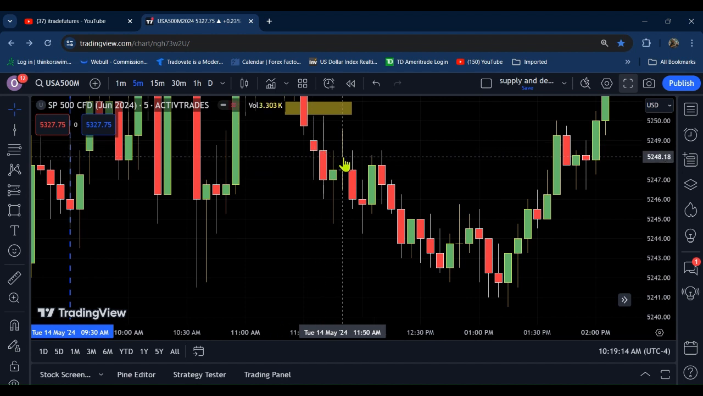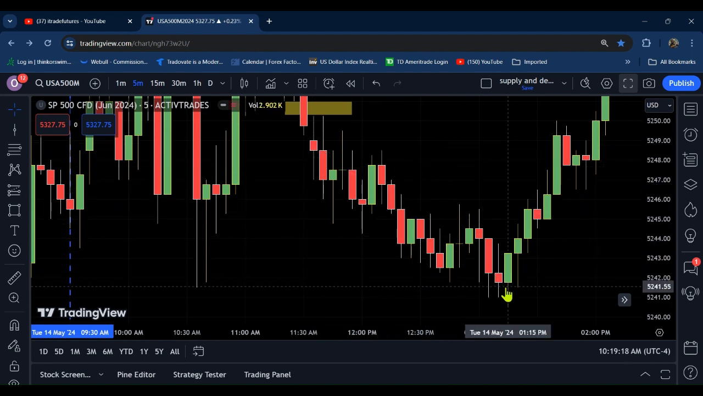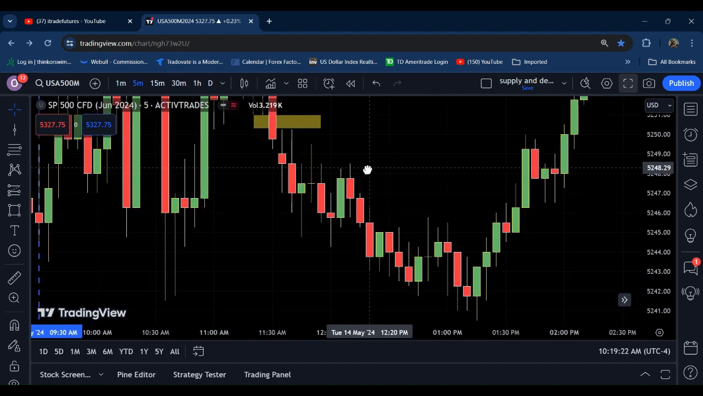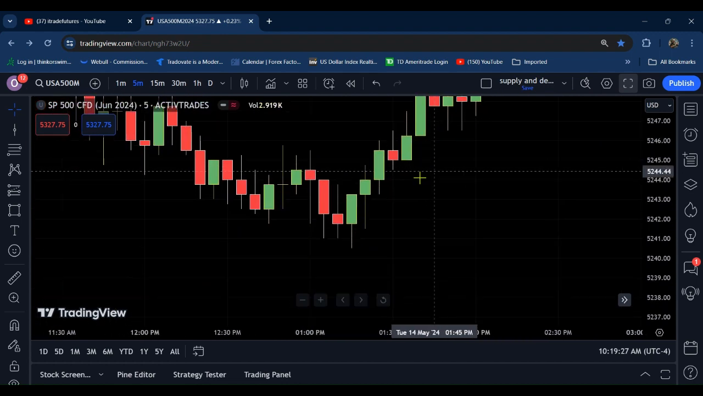And that trade took nearly an hour to materialize all the way down to these lows. So there's an opportunity there. And now let's look at our 1 p.m. hour.